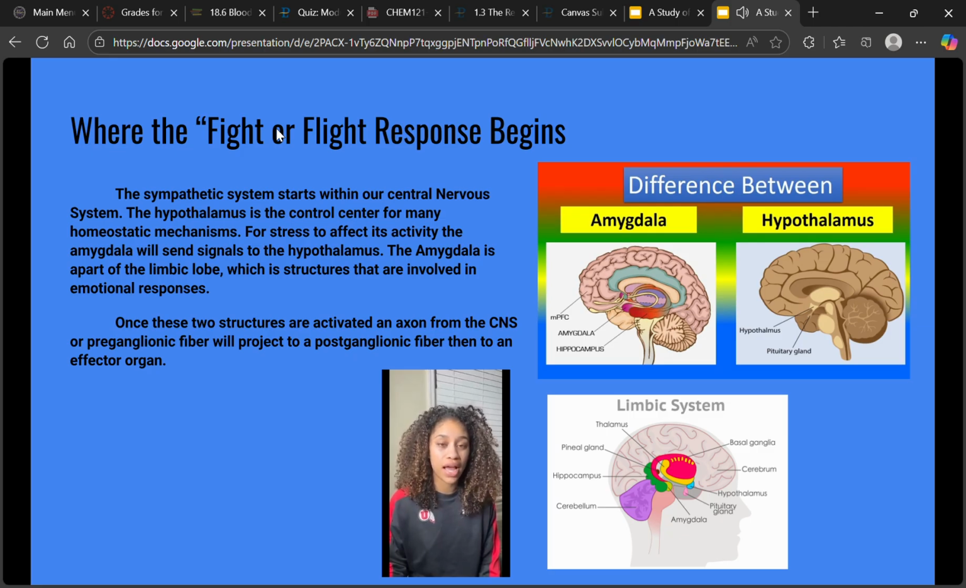Once these two structures are activated, an axon from the CNS, or preganglionic fiber, will project to a postganglionic fiber, then to an effector organ.